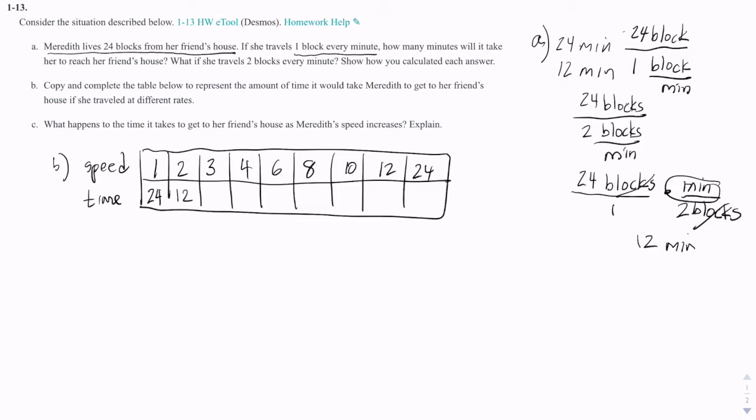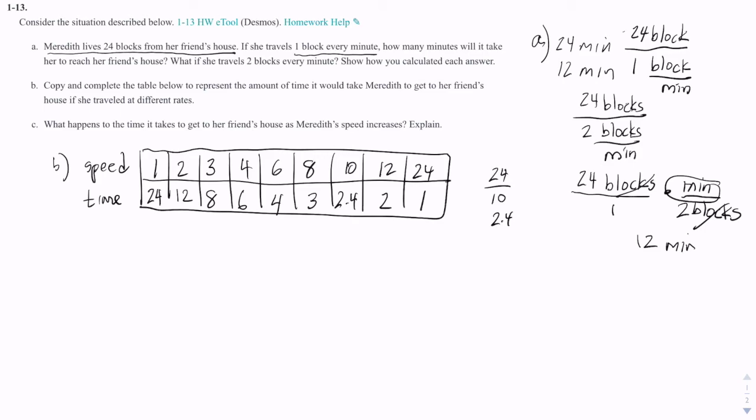When it's 3, what's 24 divided by 3? That's 8. And 24 divided by 4 is 6. And then you just keep going here. If the speed is 6, 24 divided by 6 is 4. If the speed is 8, 24 divided by 8 is 3. If the speed is 10, 24 over 10 is 2.4. 24 divided by 12 is 2, and 24 divided by 24 is 1. So there's your table completed.